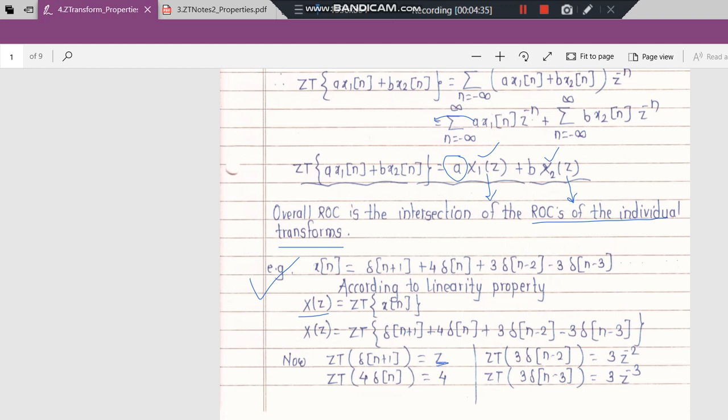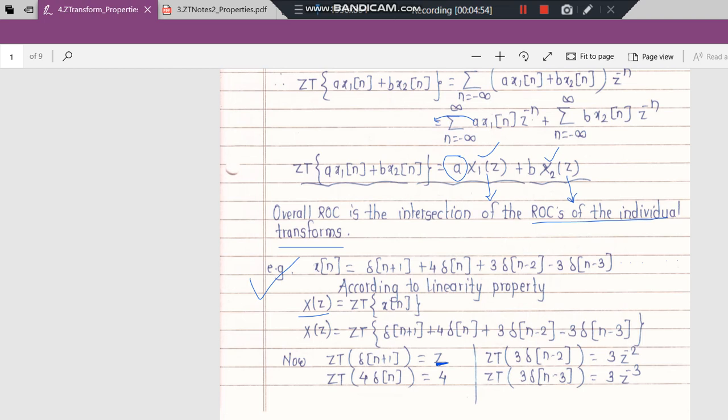We have solved this numerical on Z transform, so you can refer to that numerical and try to find out how this z comes. What is the Z transform of del of n? The Z transform of del of n is always 1. So for del of n plus 1, the Z transform will be only z.